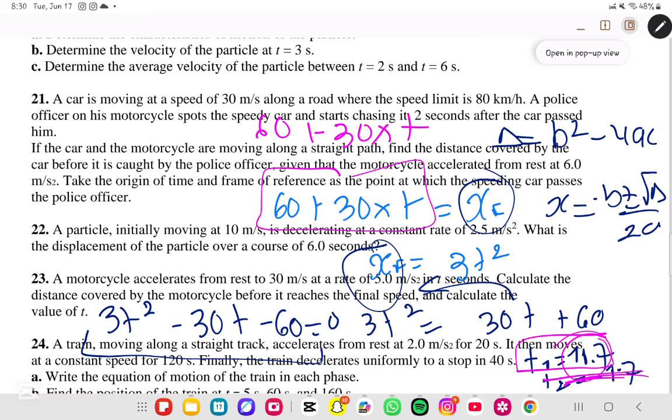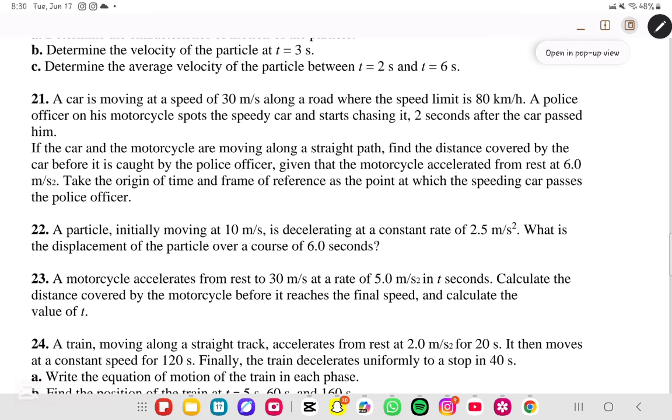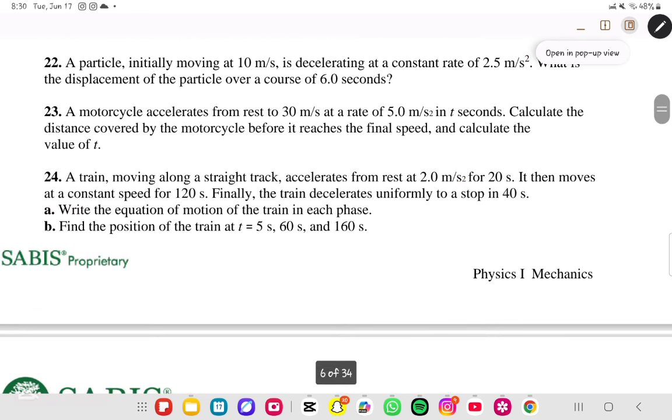Just substitute it. So it's going to be 60 plus 30 times 11.7. And you will get the total distance covered, which was 411 meters. Very simply. Okay, that was a good hard question. We move on to question number 22.